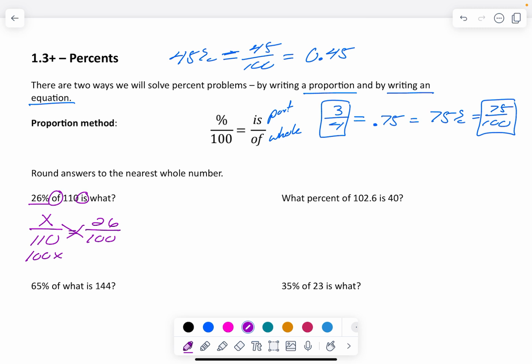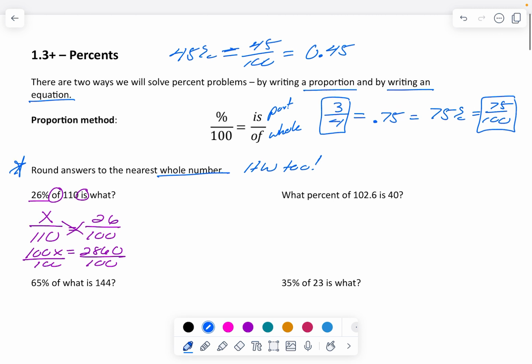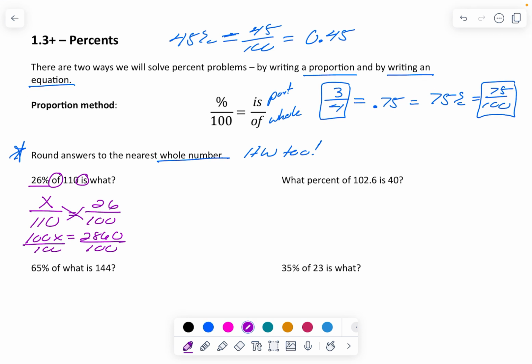This is going to be 100 times x equals 110 times 26, which is 2,860, dividing both sides by 100. Now, I didn't say this already, but we're going to round answers to the nearest whole number. And this will be true on the homework too, okay? It doesn't say it on the worksheet for the homework, but same thing, we're going to just round answers to the nearest whole number. Well, dividing, we end up with 28.6, which rounds to 29.